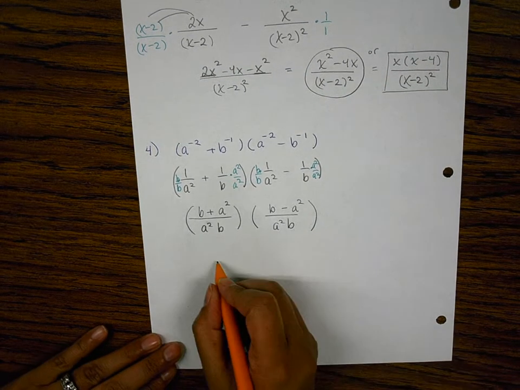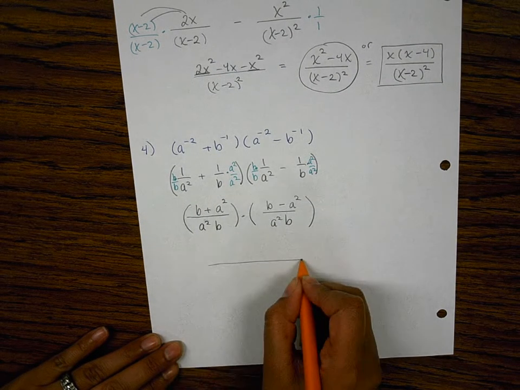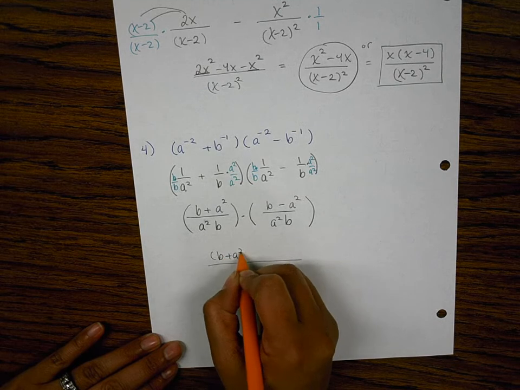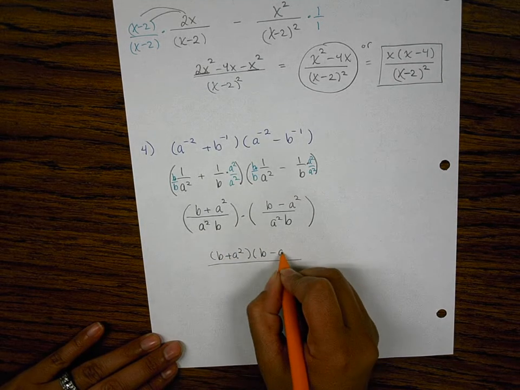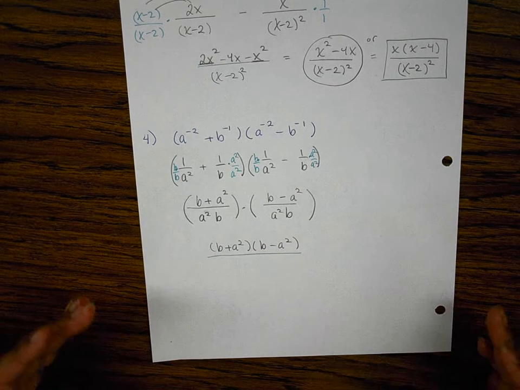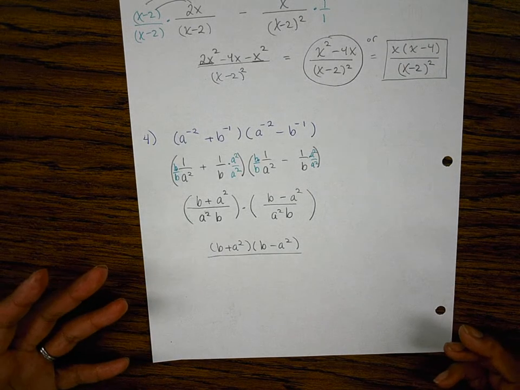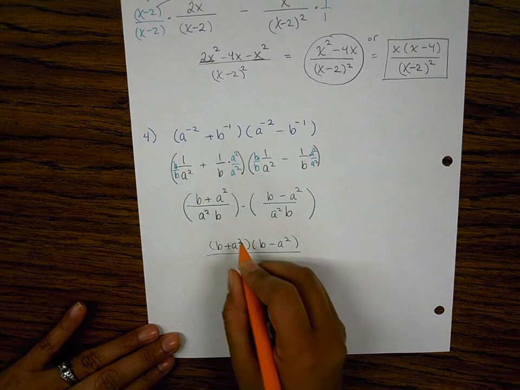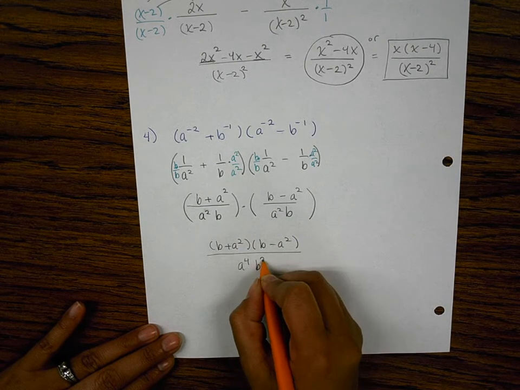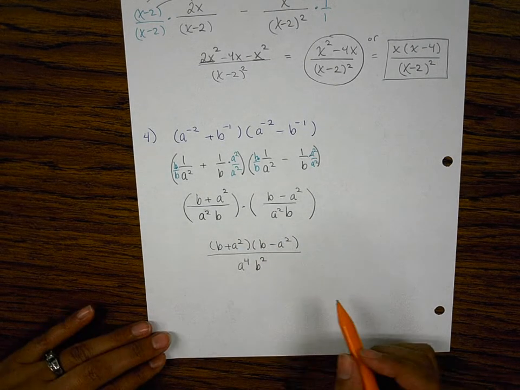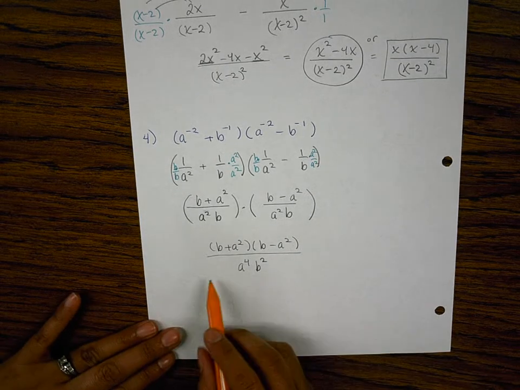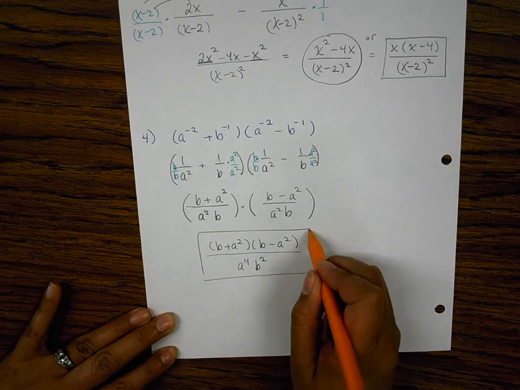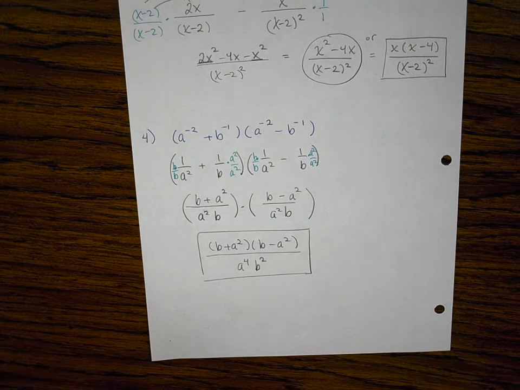And now we're ready to multiply these together. One big fraction. I'm going to write it like this: b plus a squared times b minus a squared. I'm not going to distribute it because I want it in factor form to see if anything reduces. a squared times a squared is a to the fourth. b times b is b squared. And nothing reduces. I can't go any further. This here is the final answer.